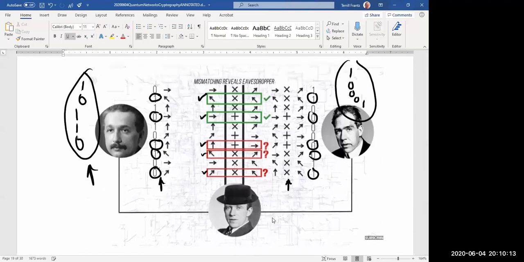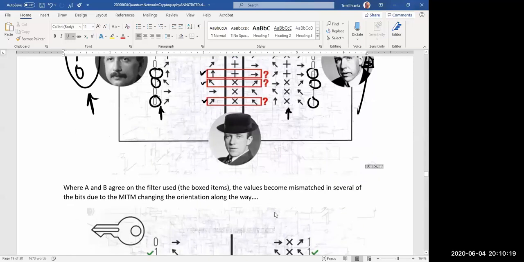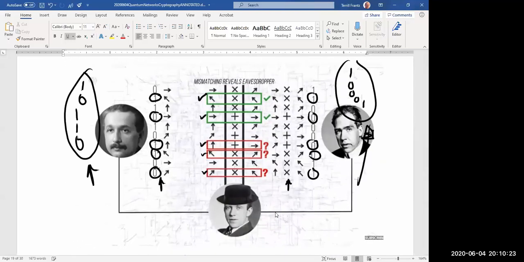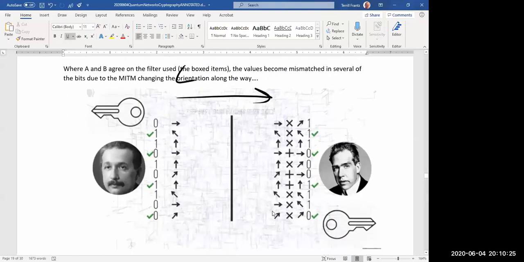A thinks the key is this, B thinks the key is this, and clearly when they send a message back and forth, because the keys don't match, they won't be able to read the message, or in particular B would not be able to read the message. Therefore, B knows that there was a man-in-the-middle attack.